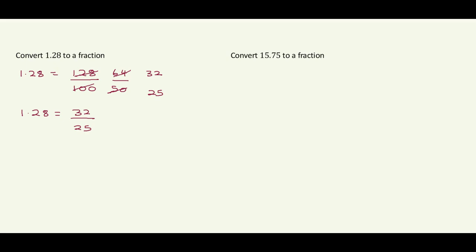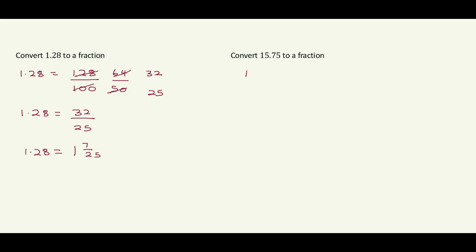If you want to go further ahead and convert it to a mixed number, that would now become 1 and 7 over 25. If you're not sure, you can go back to the video that talks about converting from mixed number to improper fraction, and also from improper fraction back to mixed number.